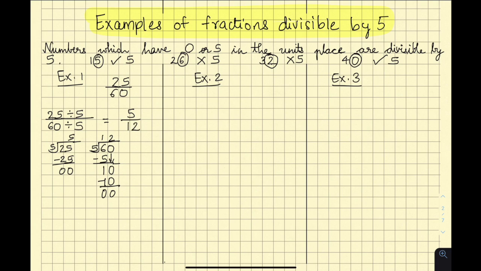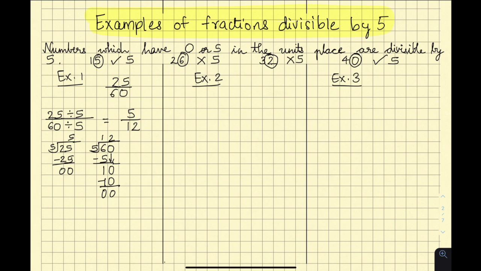Now if you see both 5 and 12, 5 will go only in the table of 5, 12 will go in the tables of 2, 6, 3 and 4. But they both do not have any other common factor. Hence 5 over 12 is the simplest form of the fraction 25 over 60.